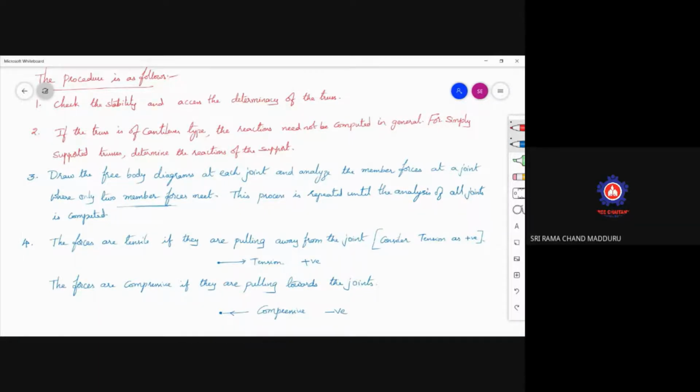Why we need to consider this: for example, at a joint there are 3 members meeting. So can't I take the free body diagram there? I will explain that. So, to analyze this, first of all, we will go with one problem. Note the problem.